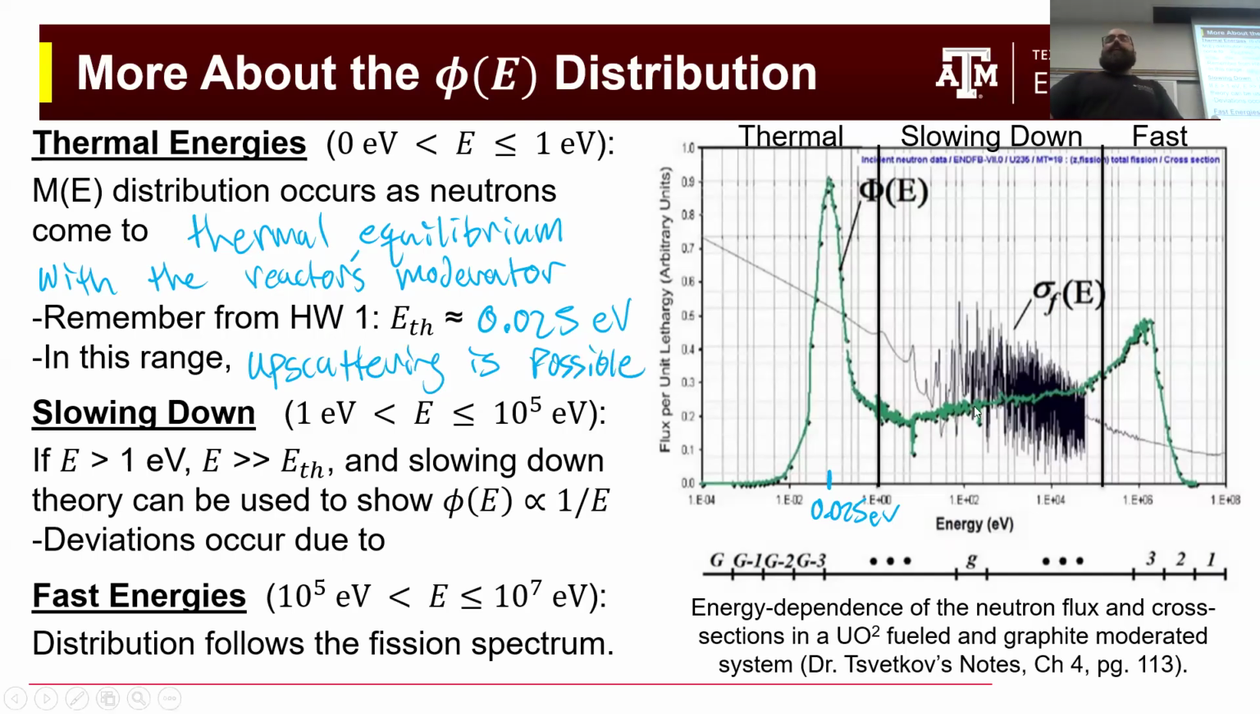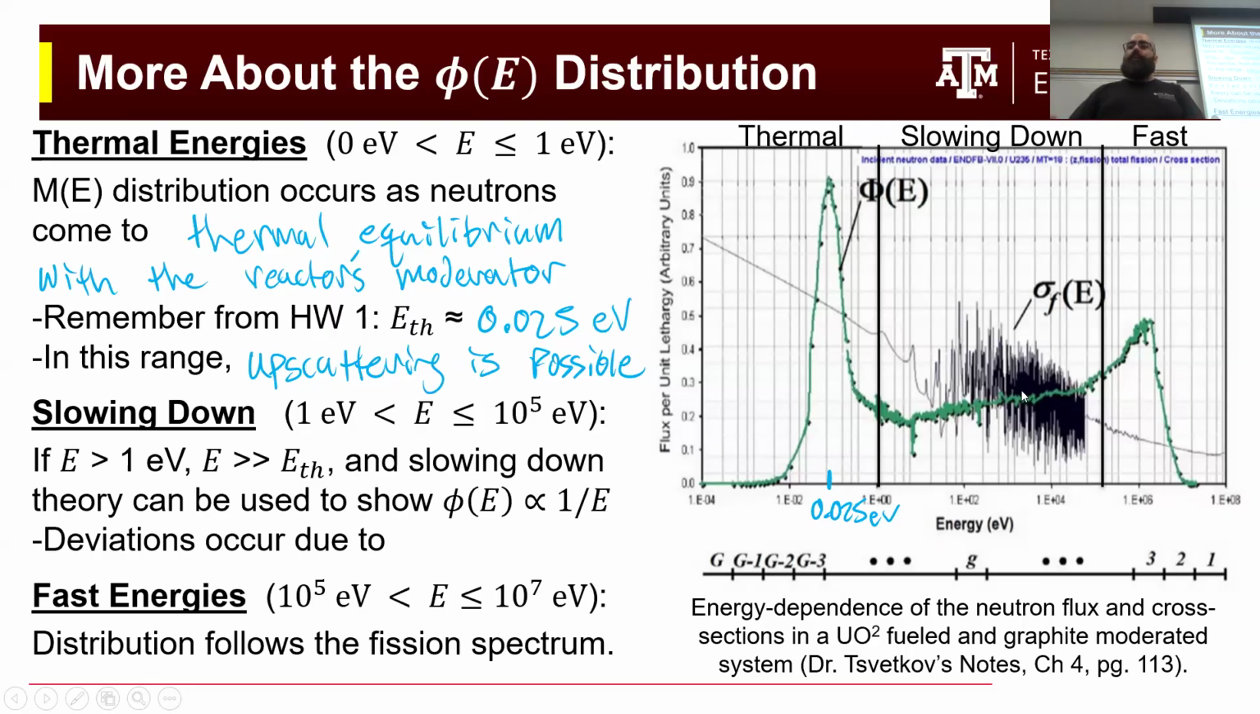Upscattering isn't really likely when you're in the intermediate or the high range. So upscattering really only happens with thermal neutrons. In the slowing down range, we had already said that this distribution kind of follows 1 over E. But notice how this distribution is pretty smooth in the thermal range, and it's also pretty smooth in the fast range. But in the slowing down range, we have some of these crazy peaks and valleys and kind of noisy oscillations.